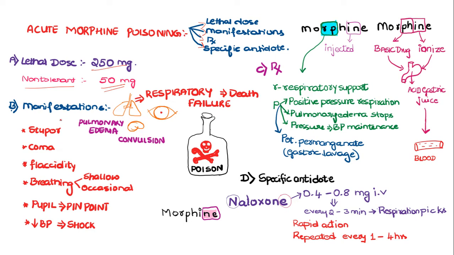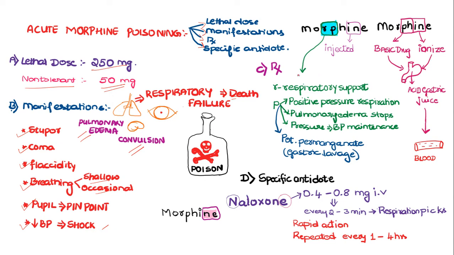So what are the manifestations? The manifestations are an extension of the pharmacological actions. It can produce stupor, coma, flaccidity, and breathing will be shallow and occasional. The pupil will be pinpoint, and there will be a fall in BP, finally leading to shock. Also in some individuals, depending upon the concentration of morphine in the plasma, it can lead to pulmonary edema and convulsions, and finally death can occur due to respiratory failure.